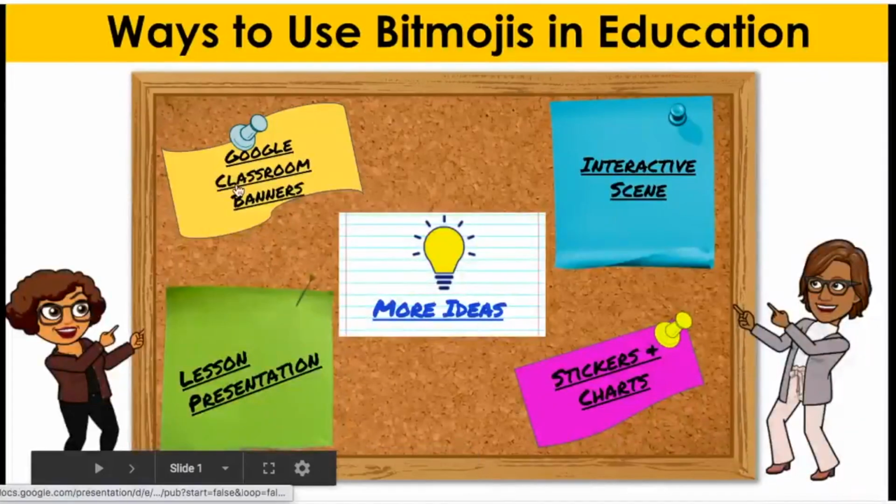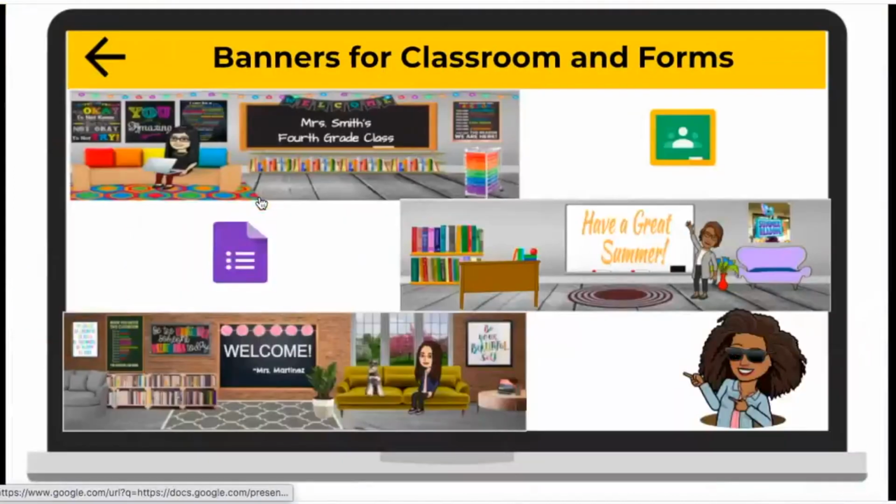And then each one of those papers is a link to a slide that provides some examples. So if I go to classroom banners, I can see that there are 3 examples here of how I can use it. And it says for classroom, but it's also for forums as well. So if you are creating quizzes for your students, you could create a banner that goes right into your Google form. So all of these are actually links.